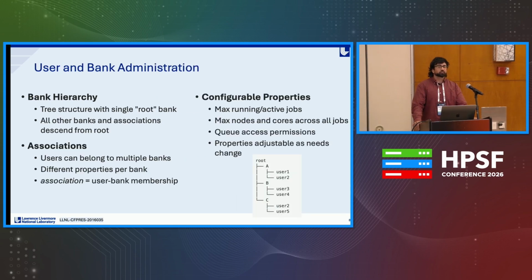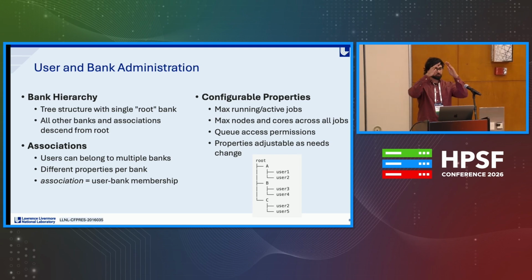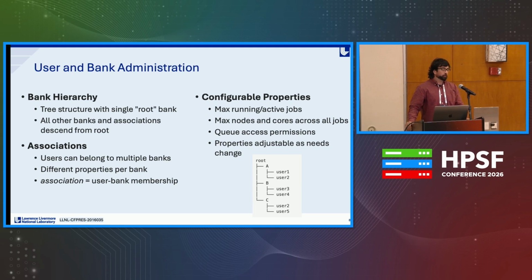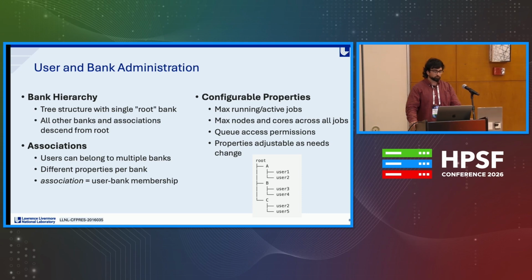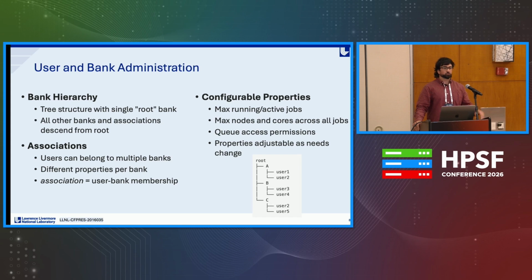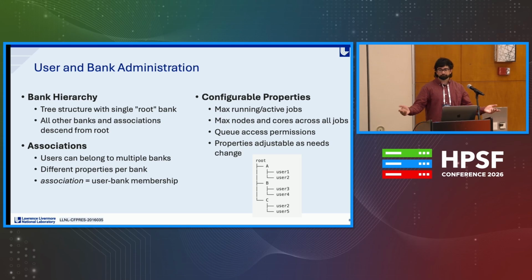All of the users and banks in flux-accounting are structured like a hierarchy. So there is one root bank from which all sub-banks and users descend from. A user, though, could probably belong to, and does in reality, belong to more than one bank and might have different properties in each bank. So this relationship between the user and the bank that they belong to is what's known as an association in flux-accounting. And then you can configure different properties for this association, both when they're first added to the database and later on. Their needs might change, the bank that they belong to, its needs might change, and so we need a way to be able to conveniently change and view this information as time goes on.